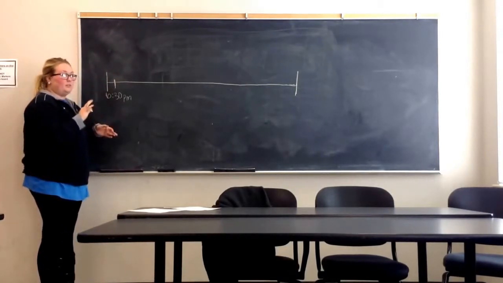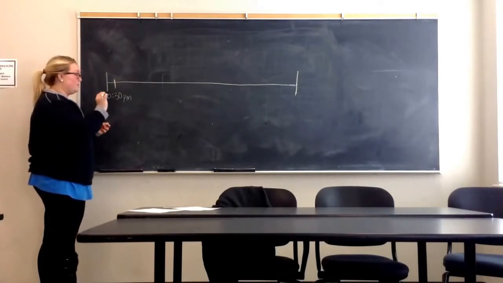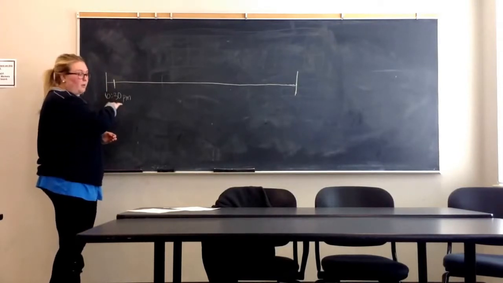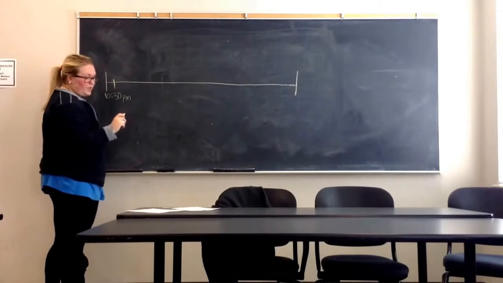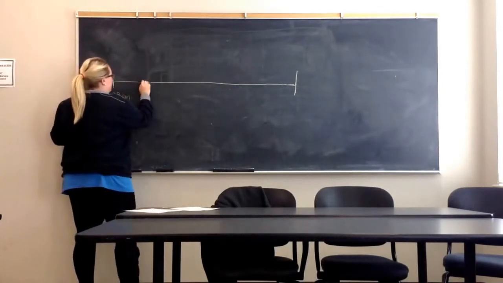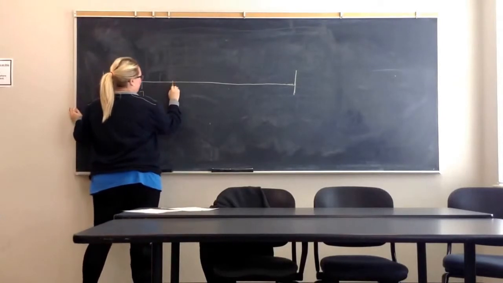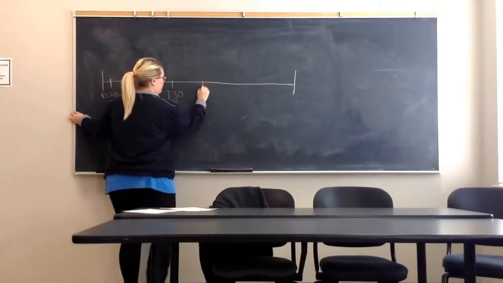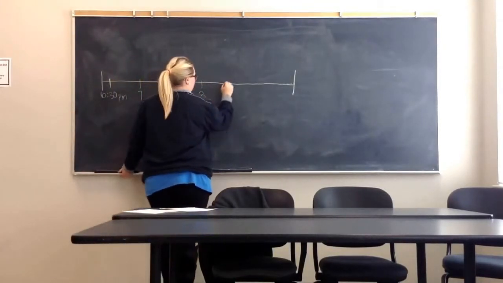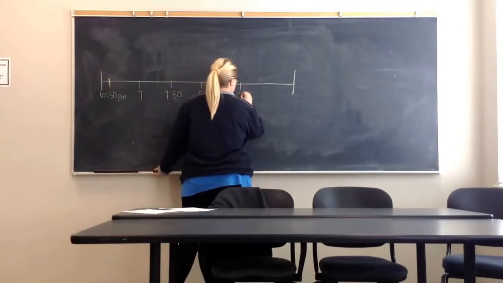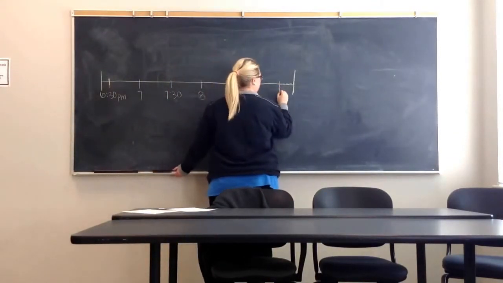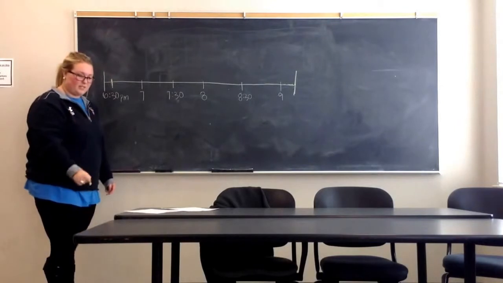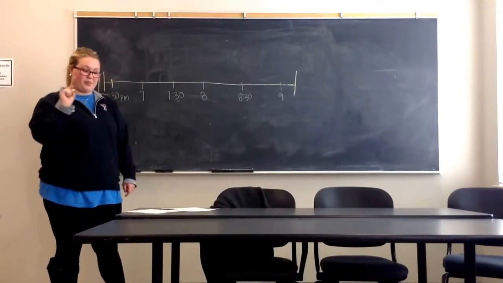And that is often a misconception with students, that they forget the difference between morning and afternoon. And that is important when you're working with elapsed time. And we're going to mark our number line in 30-minute increments. So, in the problem it says the movie is 2 hours and 30 minutes long.